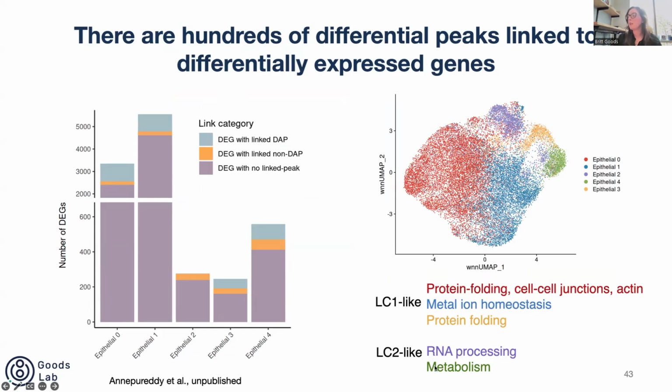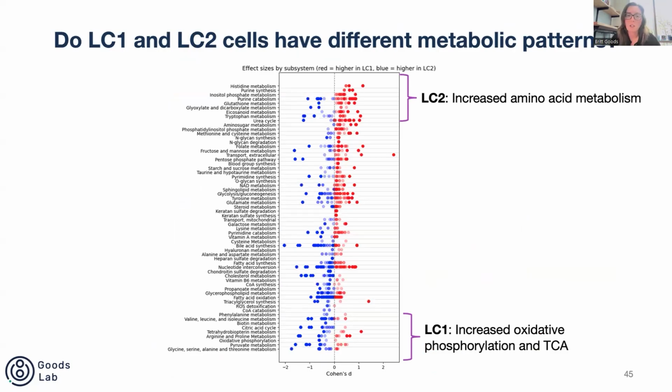And then our LC2-like cells appear to mostly be related to RNA processing and metabolism. This metabolism one was interesting, and so then we wanted to go in and ask if our LC1 and our LC2 cells, now that we've shown, at least preliminarily, that they might have different regulatory mechanisms that are underlying some of their functions, we wanted to look at the metabolism. And so we can infer that computationally as well.